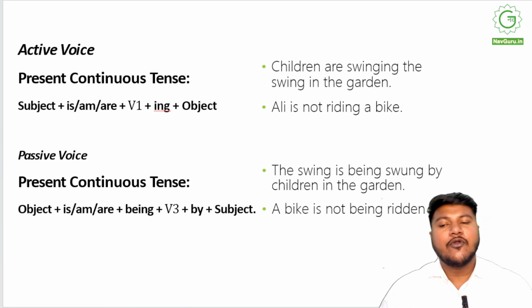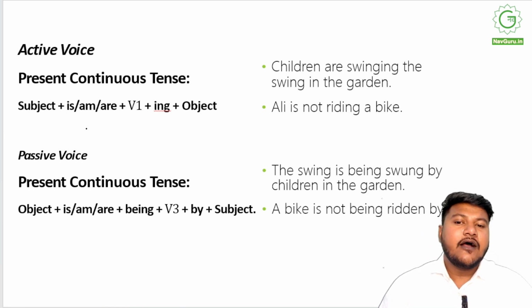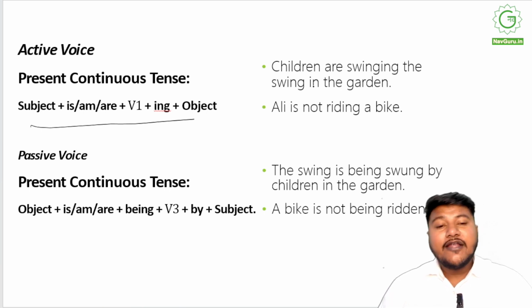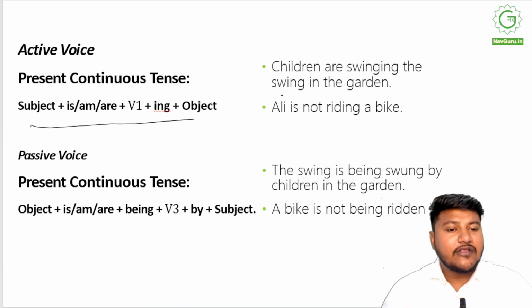So if you keep looking carefully, in present continuous tense the pattern is subject plus is/m/r plus V1 plus ing plus object. For example, "Children are swinging the swing in the garden." "Ali is not riding a bike." When I turn it into passive, the swing is the object and it comes to the front. "The swing is being swung by children in the garden."